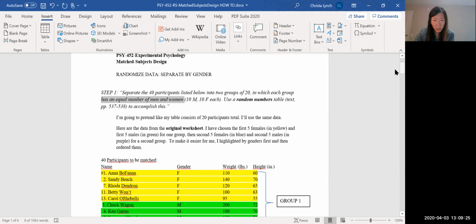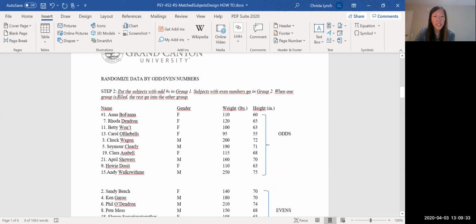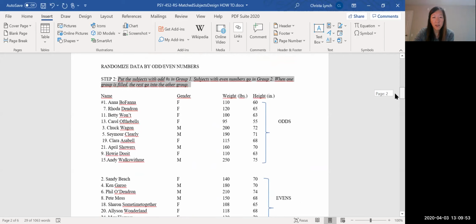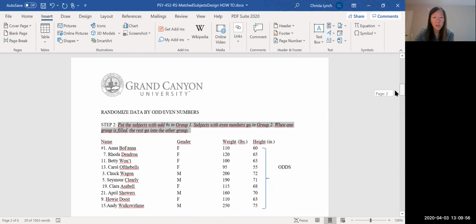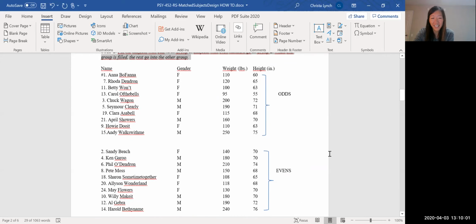The next step they wanted you to do was, okay, so I did that. I need to go down. So the second step they instructed was to put the odd numbers in group 1 and then the even number subjects in group 2. And when one group is filled, the rest go into the other group. All right. So luckily we have an even number of males and females. And in this case, we have also an even number of odds and evens, of course.